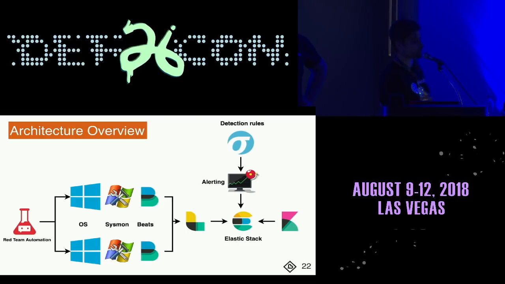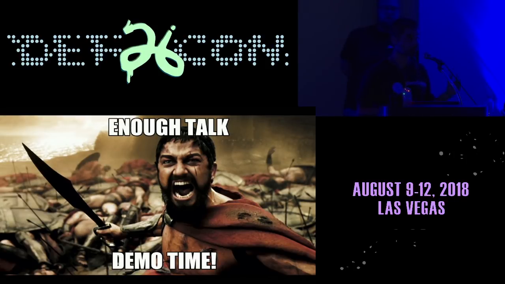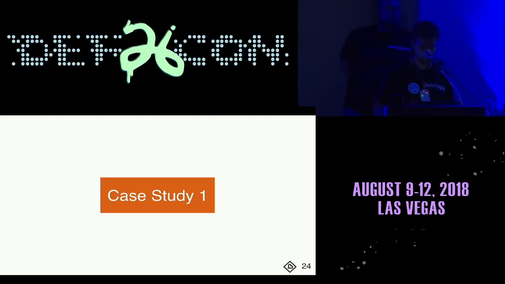Then we have the Sigma rules here that will be compiled into ElastAlert rules, and ElastAlert will be constantly querying Elasticsearch looking for certain scenarios to trigger, right? Those alarms will be displayed by Kibana, and Kibana also allows us to do threat hunting, basically manually. But enough talk, let's do some demos because we don't want to bore you.